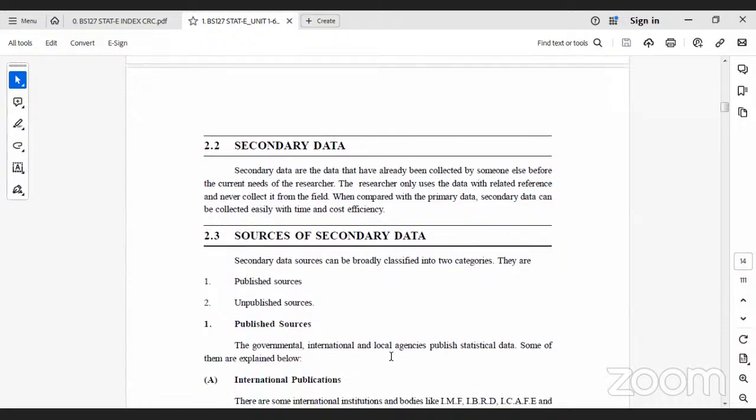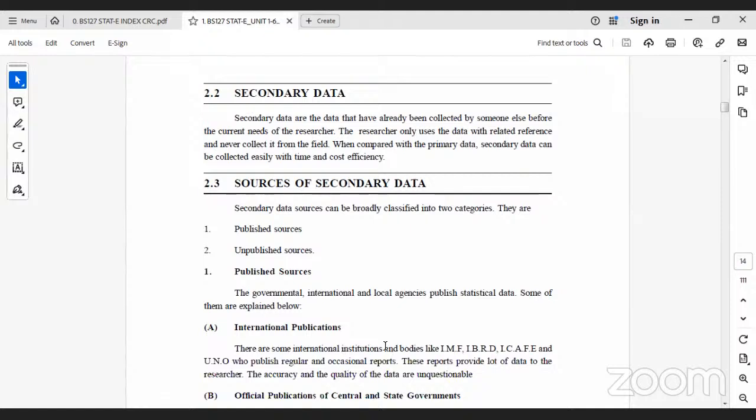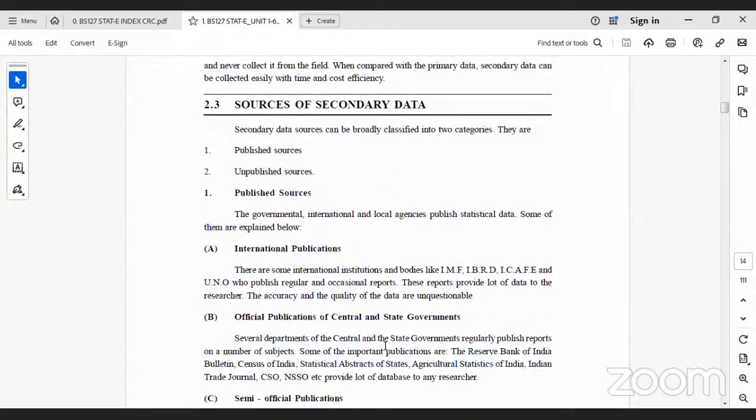So the sources of secondary data are broadly classified into two categories. One is published sources, the second is unpublished sources. What are published sources? Governmental, international and local agencies publish statistical data. Some of them are explained below.